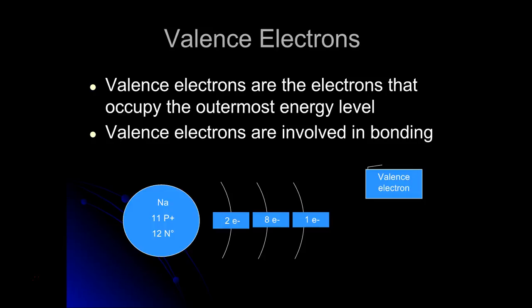These valence electrons are the ones that occupy the outermost energy shell. They're the ones that are involved in bonding with other elements. So you can see here sodium has 1 electron, and out of 8, only having 1 makes this a really unstable atom. This atom really wants to bond with something else to make its outer shell full with 8 total electrons.